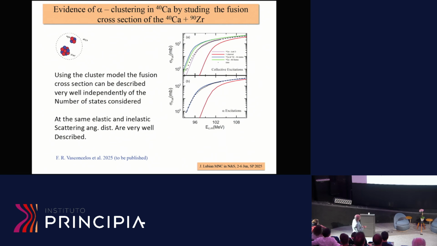So we did this kind of calculation, and here, in the blue curve there, we show the result of our parameter-free calculations, in which we just included a cluster model between argon-36 and an alpha particle.